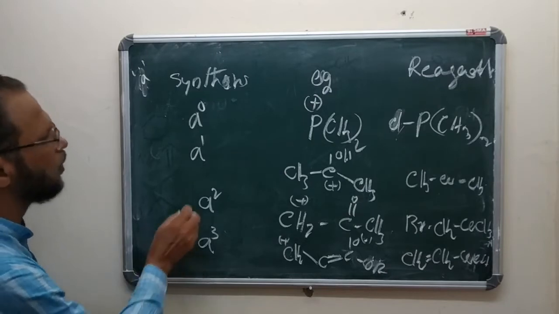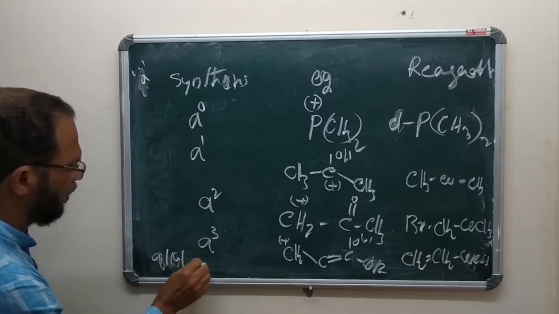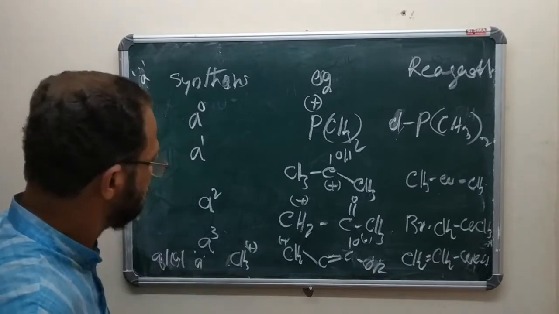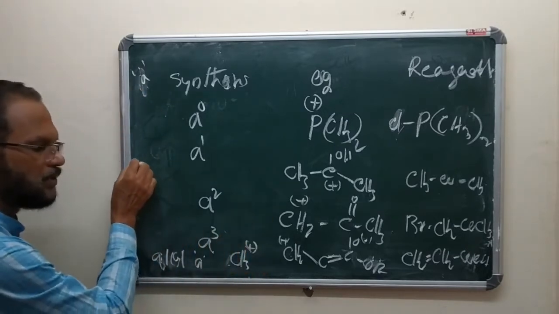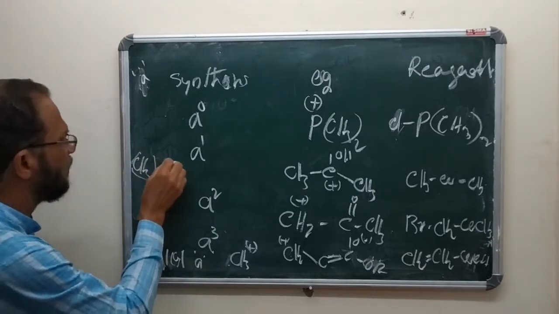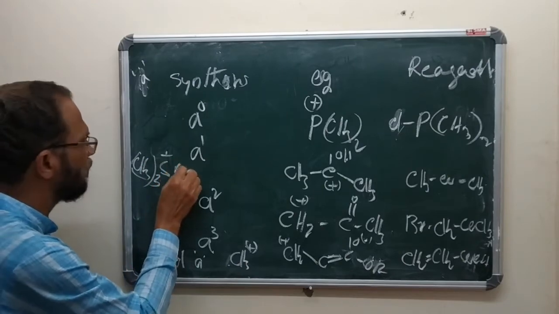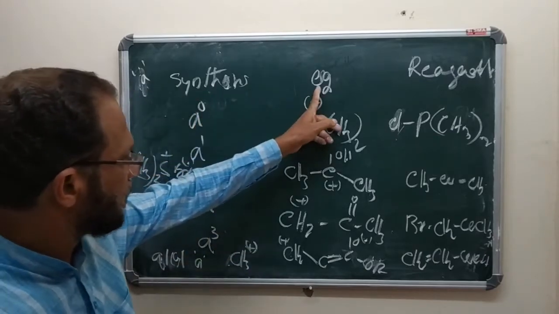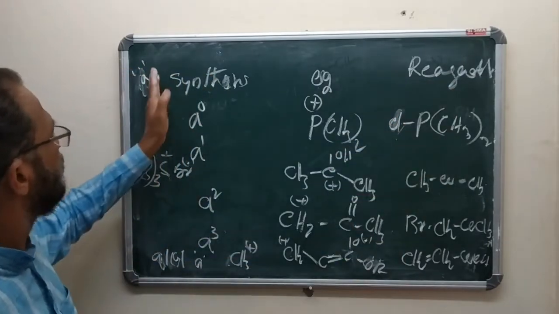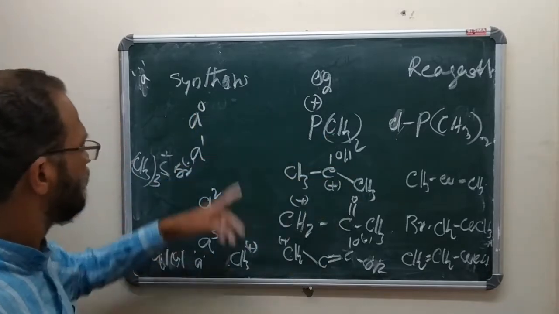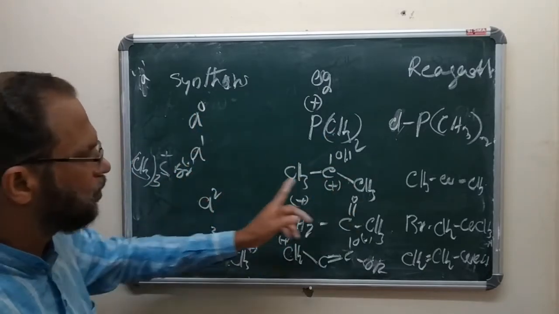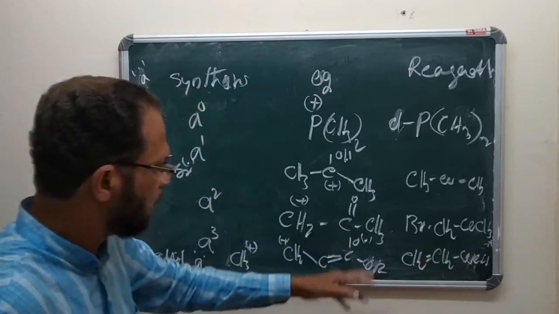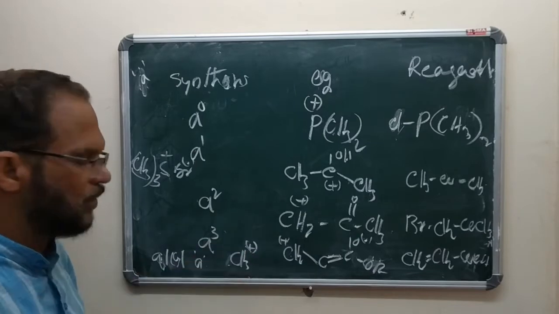Then alkyl A synthon. This is CH3+. The reagent is CH3S+ Br-. That is the synthons, examples, reagents. These are the various acceptor synthons. A0 example, then A1 acetone, A2 bromoacetone, A3 the propionic acid ester, then the alkyl synthon.